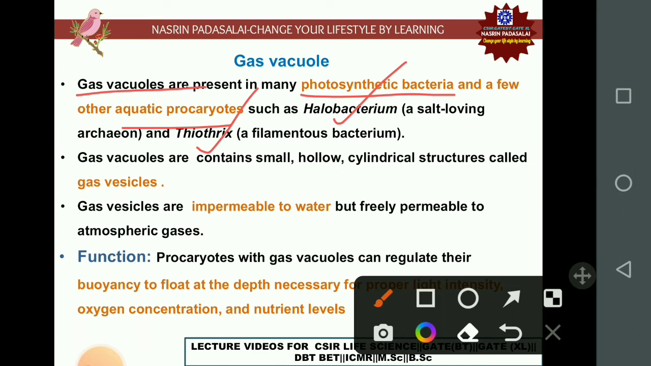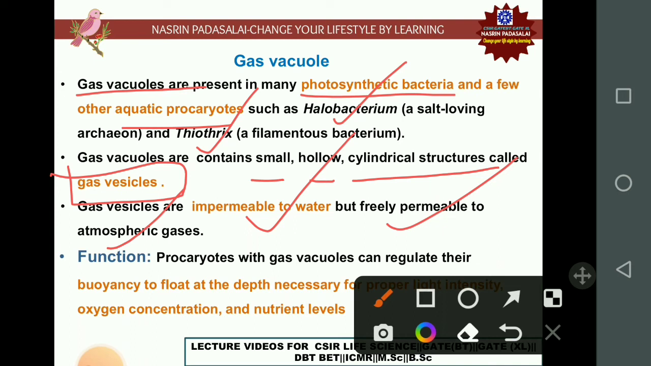Gas vacuoles generally contain small, hollow, cylindrical structures called gas vesicles. The specialty of these gas vesicles is that they are impermeable to water, but they are freely permeable to atmospheric gases. The function of these gas vacuoles is to regulate buoyancy to float.